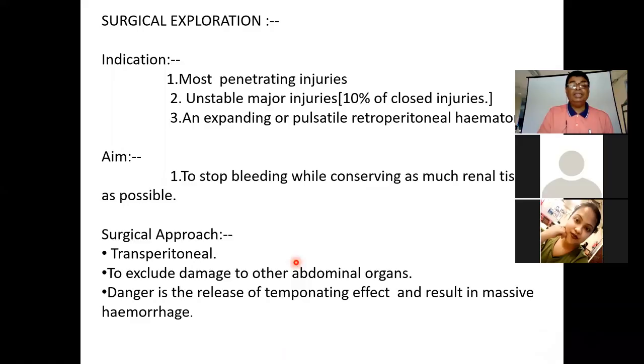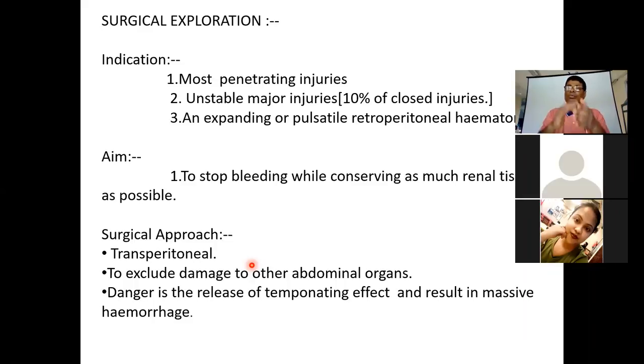But what is the danger of the surgical approach? I have mentioned most renal injuries are closed injuries. The clot will form a tamponade. It will press over the injured part of the kidney. When there is bleeding, the best way to stop bleeding is pressure. As the bleeding is occurring into a closed part, the retroperitoneal portion, this clot will press over the injured part of the kidney and stop the bleeding.